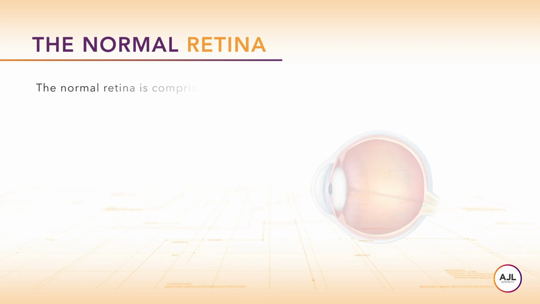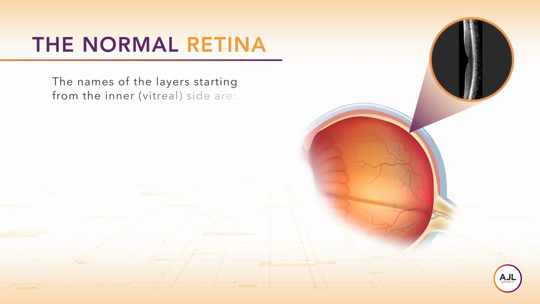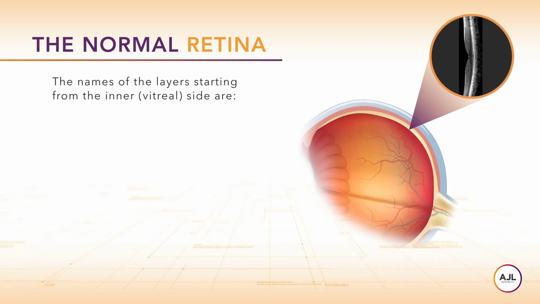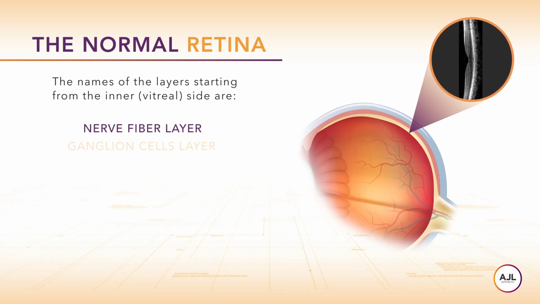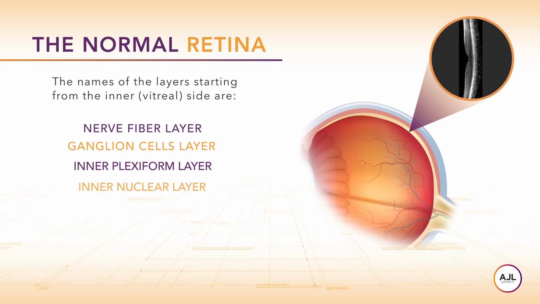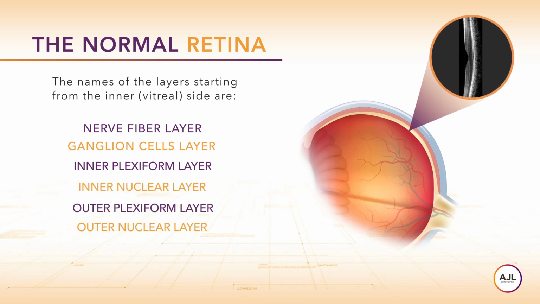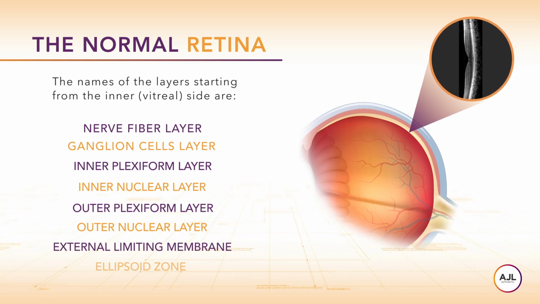The normal retina is comprised of layers. The names of the layers starting from the inner vitreal side are nerve fiber layer, ganglion cells layer, inner plexiform layer, inner nuclear layer, outer plexiform layer, outer nuclear layer, external limiting membrane, ellipsoid zone.